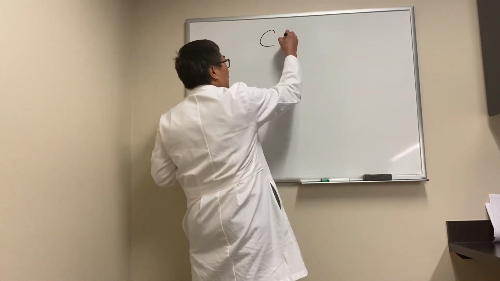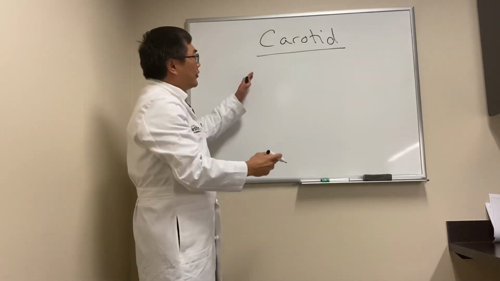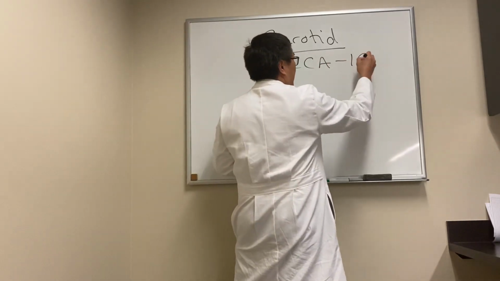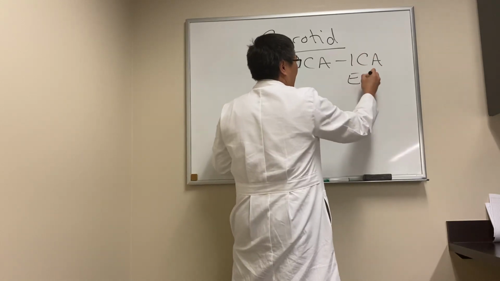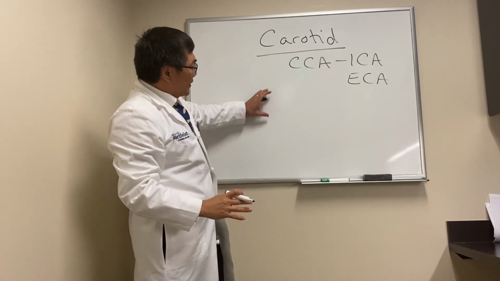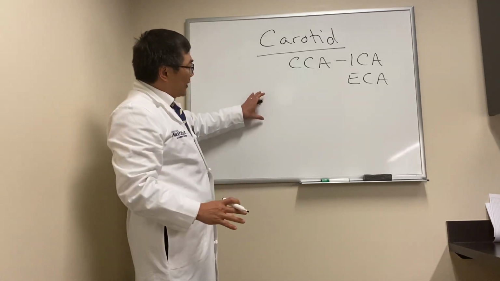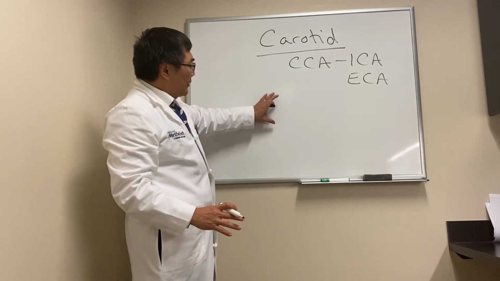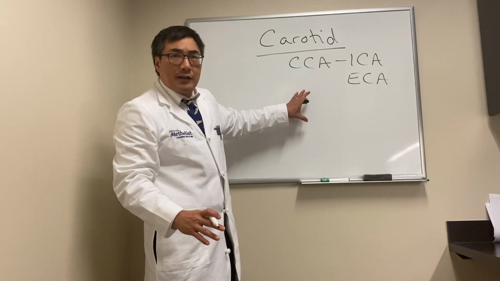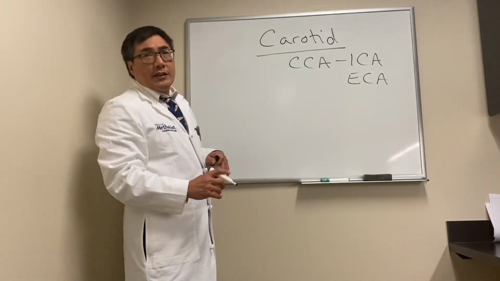So we're going to talk about the carotid today in ophthalmology. And as you know, the common carotid artery supplies both the internal carotid artery and the external carotid artery. The common carotid artery is coming off the aortic arch, and on the right side we have the brachiocephalic coming off the arch, and then the common carotid on the left and the subclavian on the left. But today we're going to concentrate on the internal carotid artery.